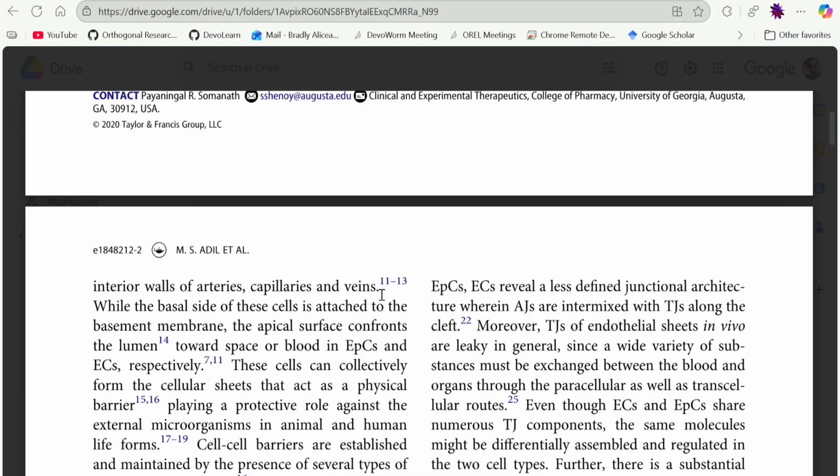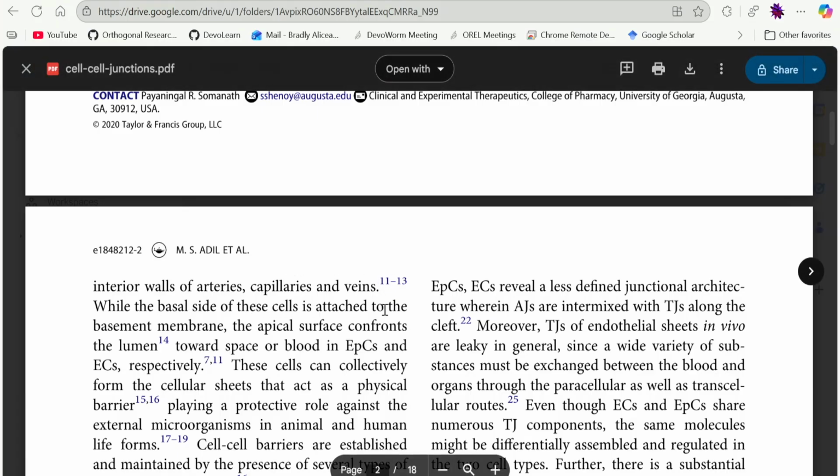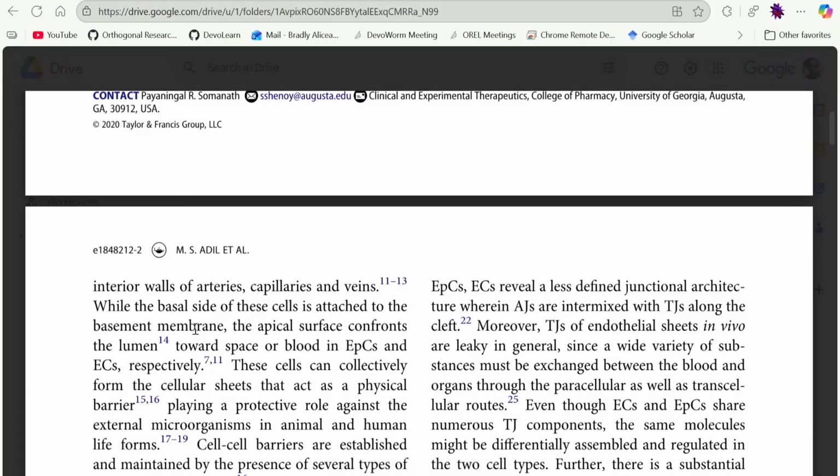So they have different mechanical potentials. They're dealing with different types of loads. They're dealing with different types of environments. While the basal side of these cells is attached to the basement membrane, the apical surface confronts the lumen towards space or blood, in EPCs and ECs respectively. So in one case you have flowing blood, on the other hand you have space, which I guess could be some environment that doesn't have maybe a high flow rate.